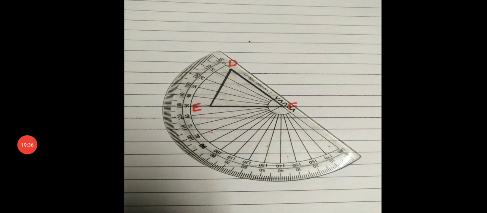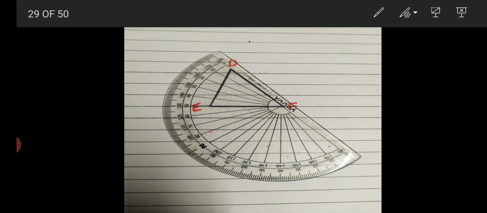Here again you can see that I have shifted the position of the protractor. Once again, if you place the protractor the way I have done it upon your textbook, you will notice that I have placed the midpoint of the protractor upon point F. So obviously I'm going to measure the angle F.